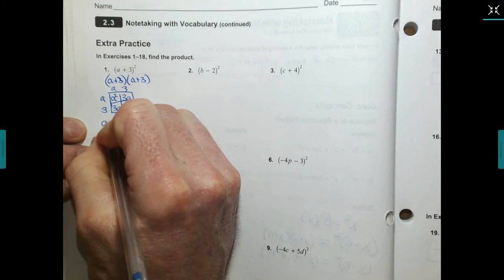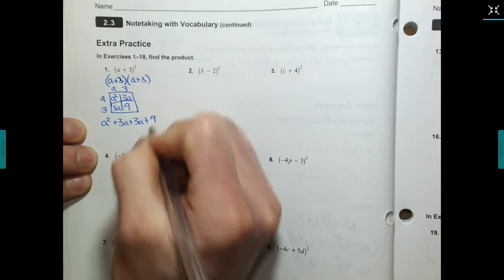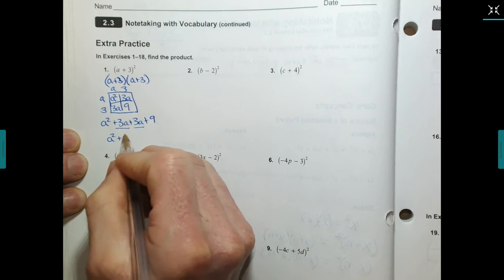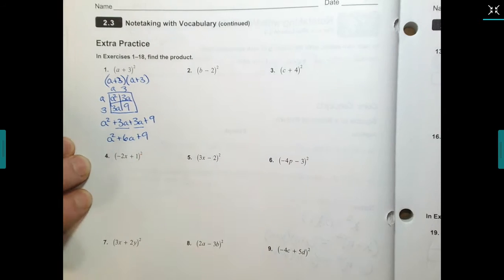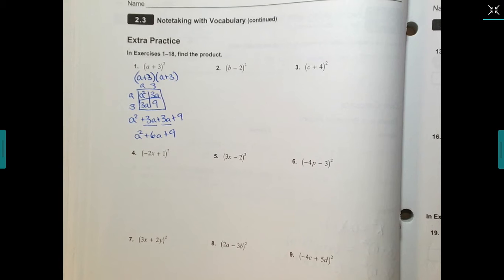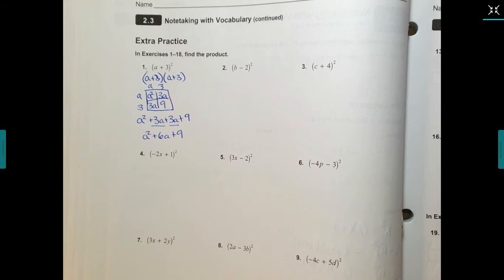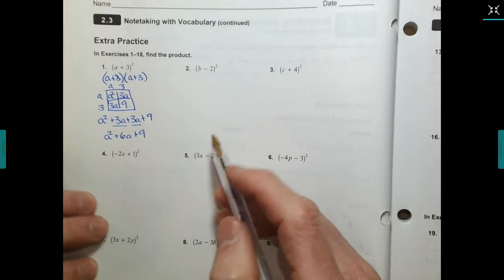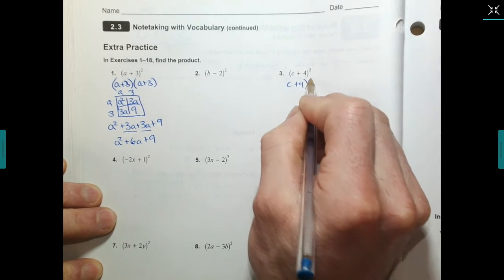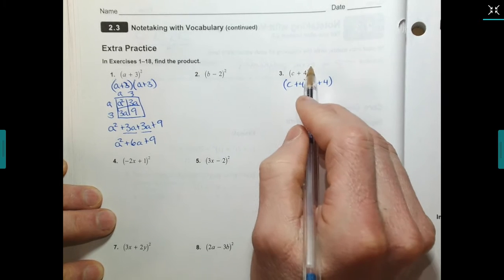And we have our like terms, so a squared plus 6a plus 9. So that's the square of a binomial. And don't forget, we're going to be looking for the patterns. So here, our first step is to write it out so that we see. You can't just distribute this through.